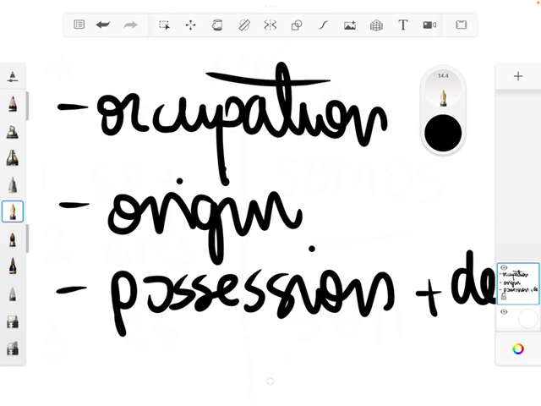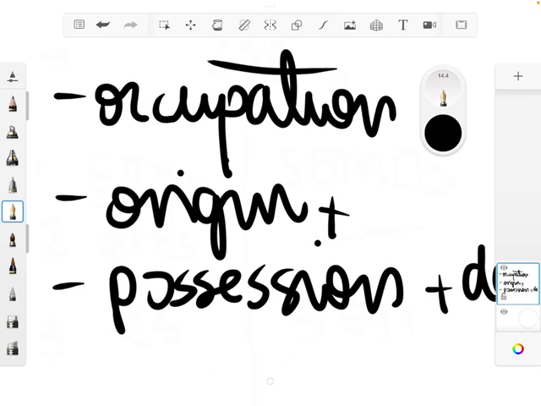So, ¿de dónde es Marisa? Where is she from? Es de los Estados Unidos. Okay. So, we're also going to use de here. Okay. And then to express possession. So here we're going to combine de with el to form del. You'll notice that in the fourth example there.